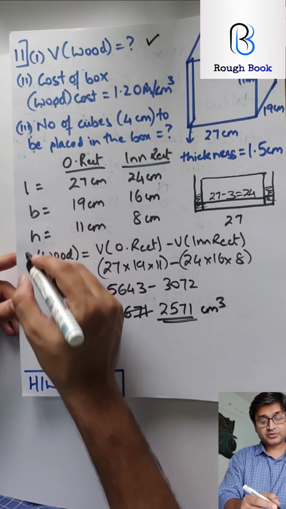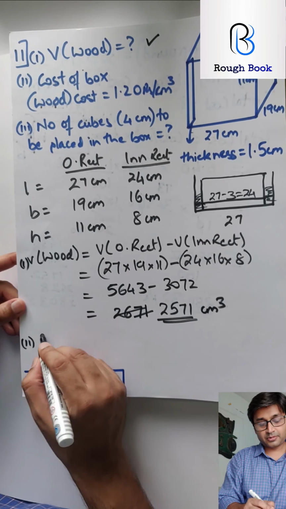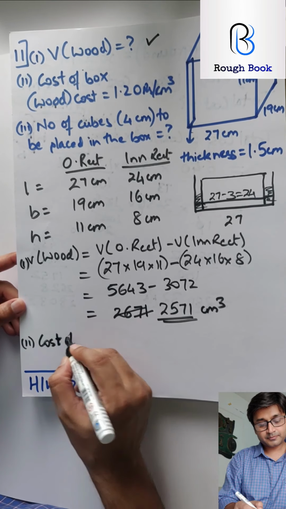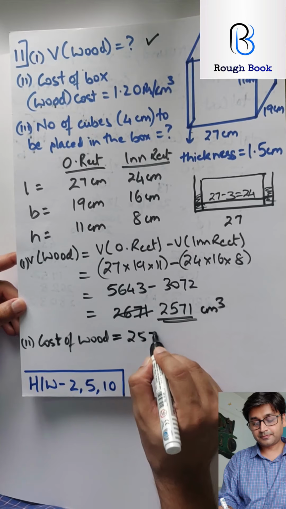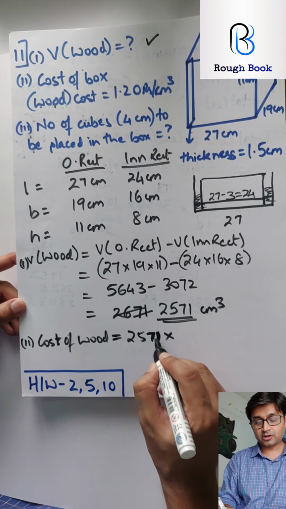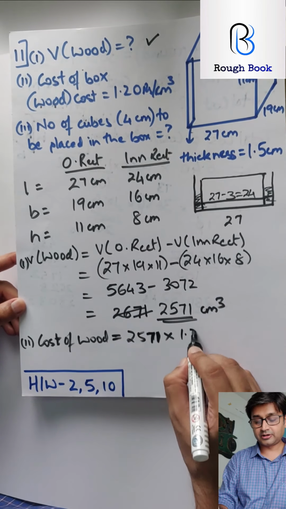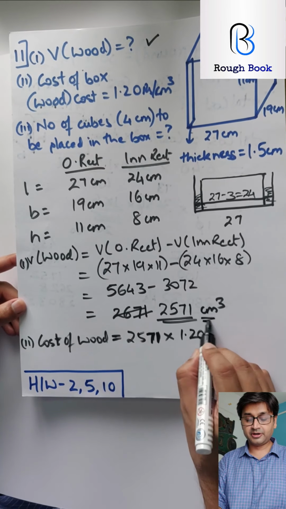Now cost of the wood. So that's your first part. Second part, cost of wood. So cost of wood is basically the volume of wood multiplied by the cost that they gave, which is 1.20 rupees per centimeter cube.